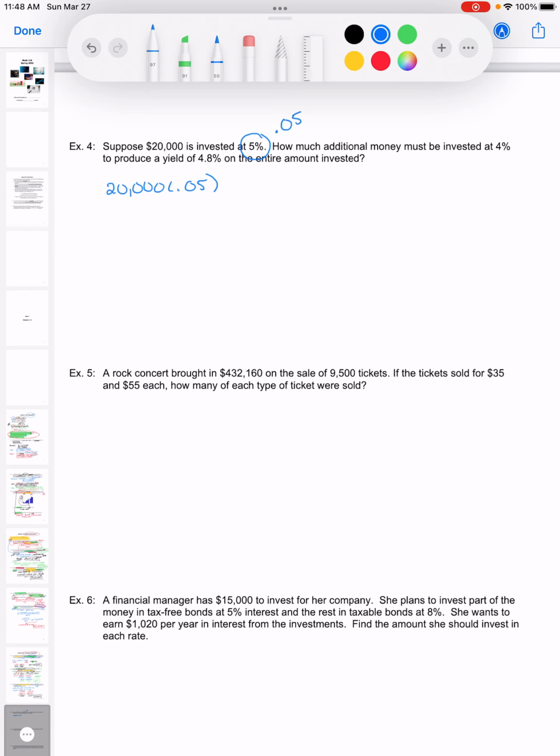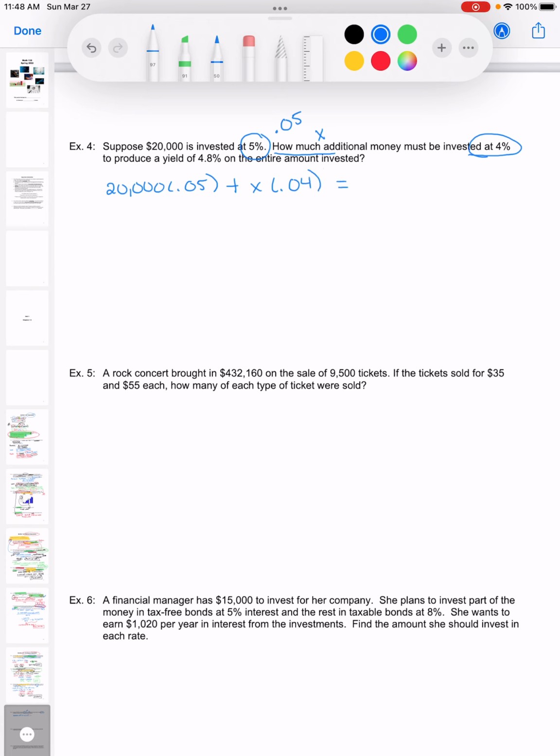We want to know how much. That means we don't know what it is, so it's going to be a variable. So I'm going to call it X. You can choose whatever variable you want. So how much money is going to go with the 4%? So I'm going to put an X because I don't know how much, times the 4%.